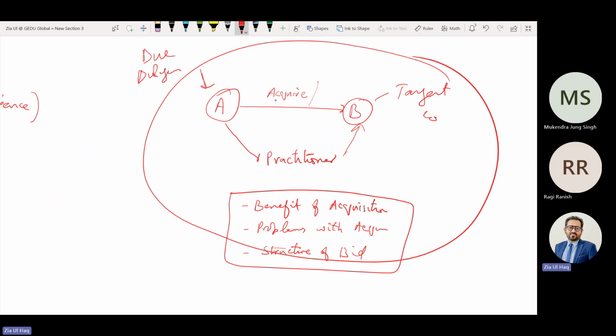In acquisition or merger cases, providing a report on the target company to the investor is called what? Due diligence assignment.